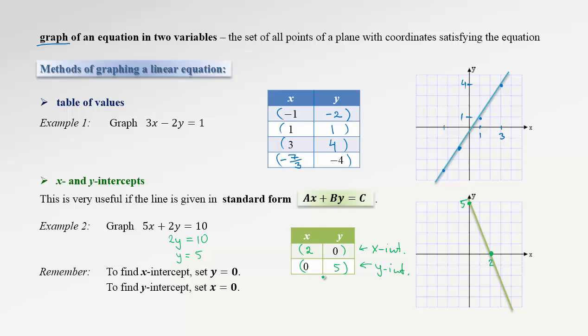So as you see, this method is a lot shorter, and it works very well as long as we have nice numbers. For example, this number is easily divisible by the coefficient of x and by the coefficient of y. But that happens quite often in our exercises, so try to use it.